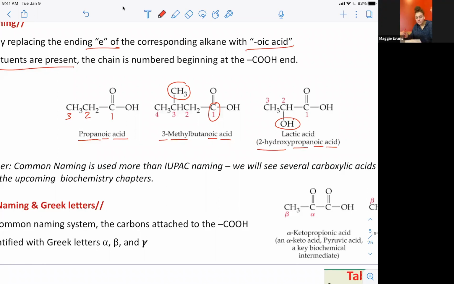Is it still the same concept of alphabetical order? Yes, you still do substituents in alphabetical order, Maggie. Great question.